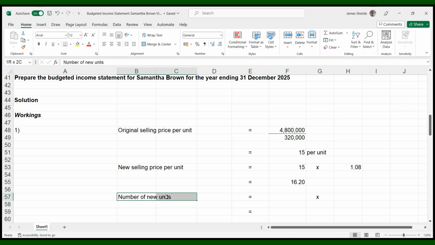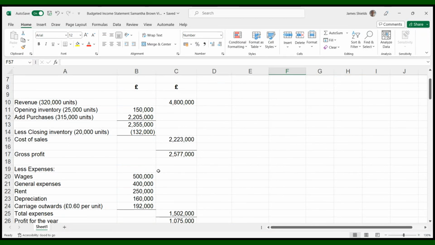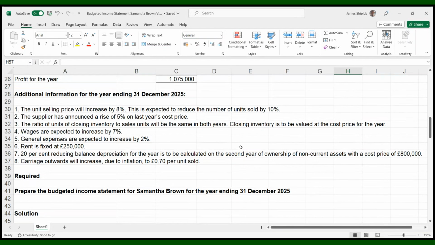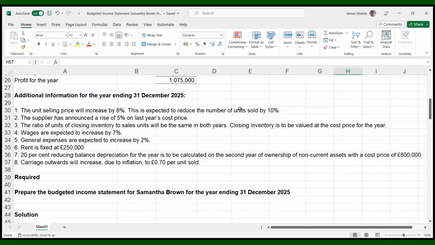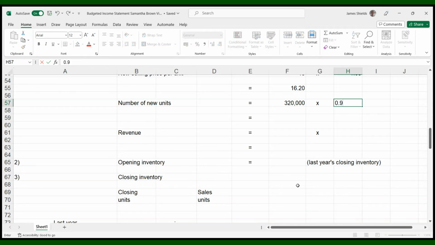Now, we also want to work out the new number of units. So the number of new units is going to be the previous year's units, which was 320,000 units. And the additional information tells us about the units sold. It tells us to reduce the number of units sold by 10%. So we're going to times it by 0.90, which is basically 0.9. So it's 100 take away 10 is 90, so it's 0.9. So the number of units sold will be 320,000 times 0.9. So the number of new units is going to be 288,000.